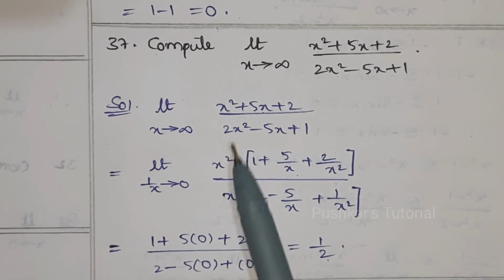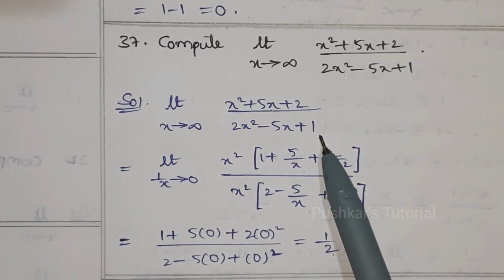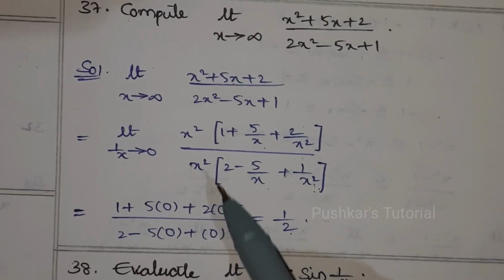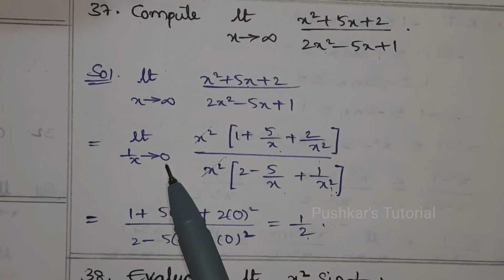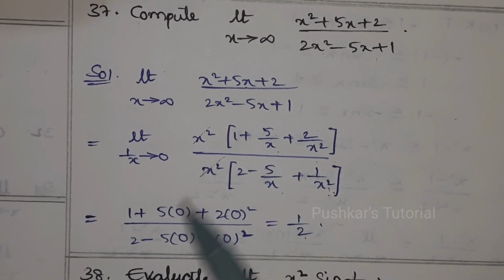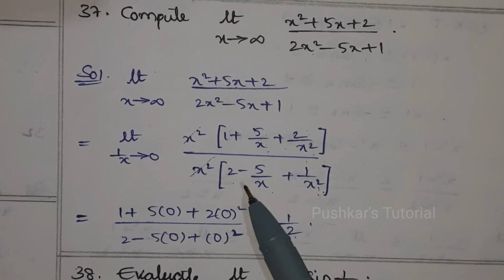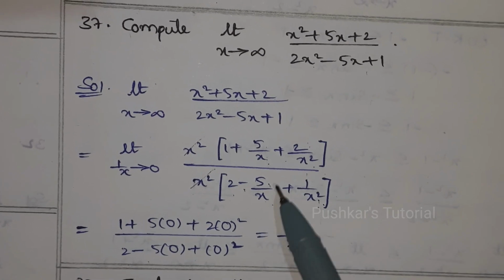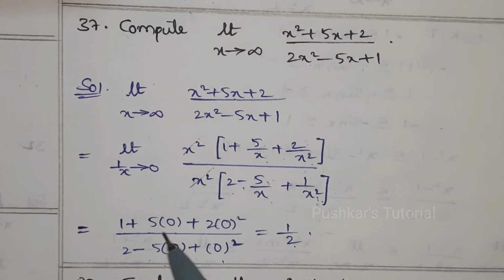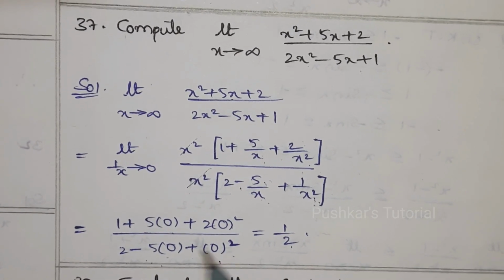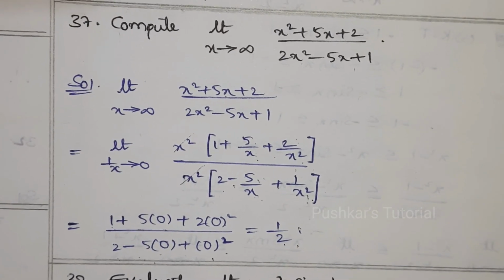The same thing, x square taken, 2 as it is. 1 is missing, so 5 by x. 2 terms are missing. So x square gets cancelled. Wherever 1 by x is there you have to put 0. So here 1 plus 5 into 0. 2 into 0, 2 as it is. Minus 5 into 1 by x means 0. 1 by x square means 0 square. So 0 into anything is 0. So the answer: numerator 1, denominator 2, 1 by 2.